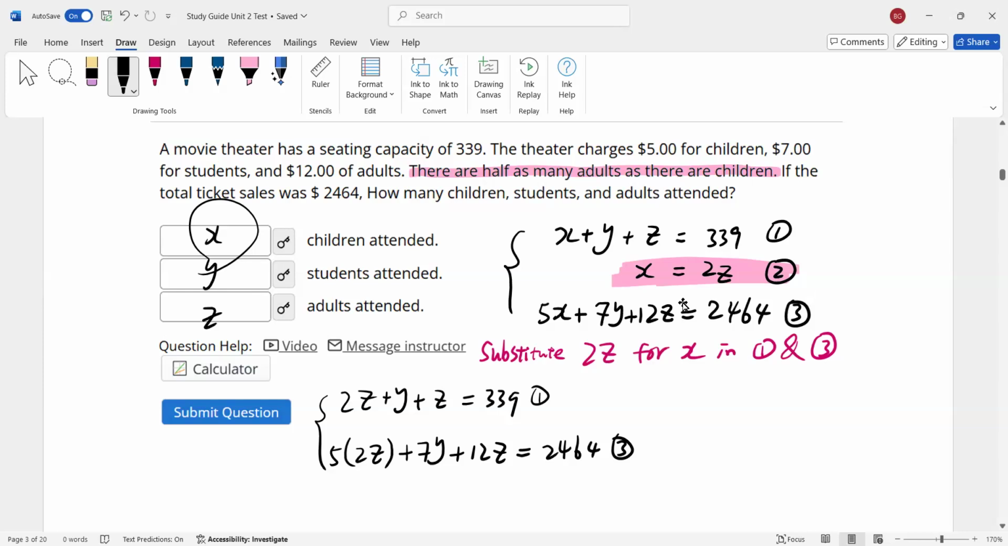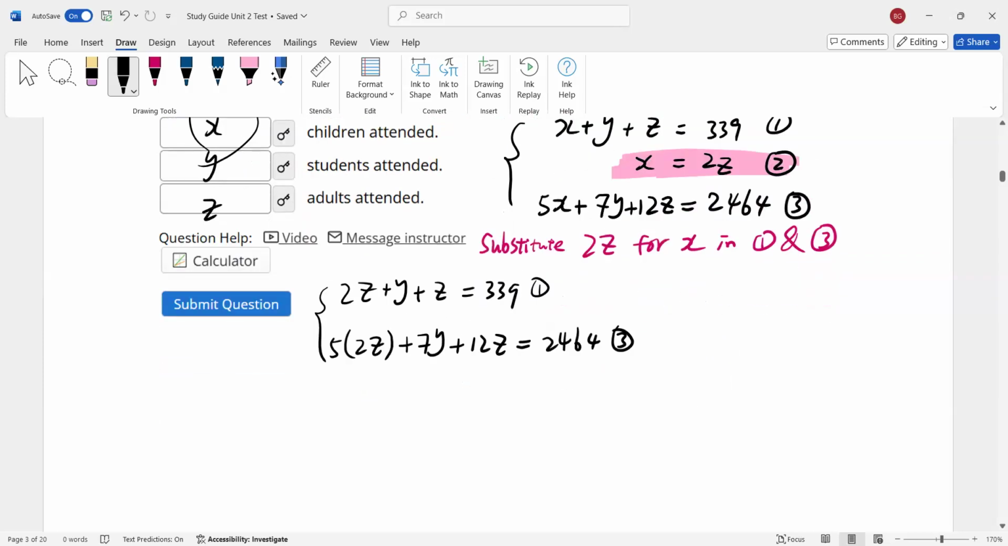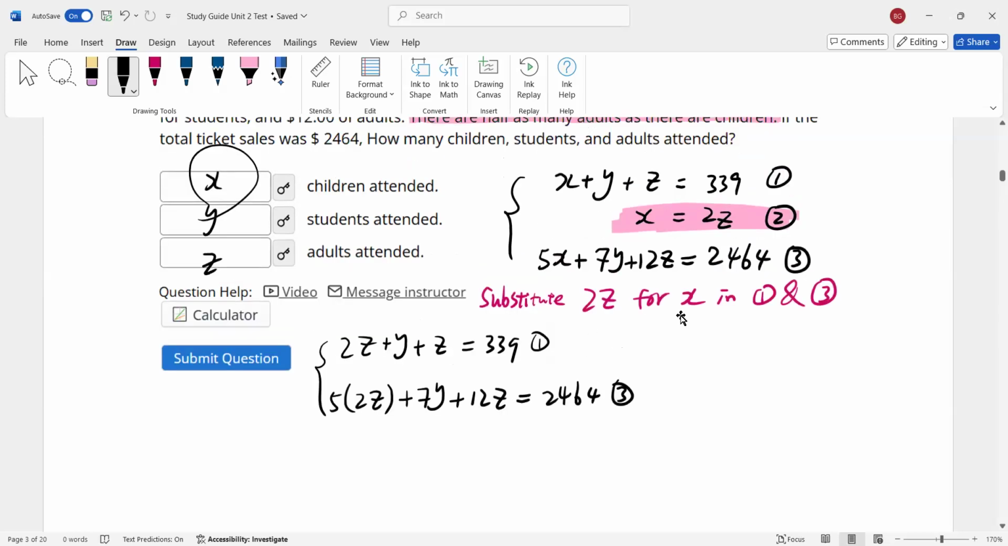So in equation 2, variable x already is in terms of z. So we can just substitute 2z for x. And that's how we eliminate the x in the system. So we're going to plug in x equals 2z in both equation 1 and equation 3. Equation 1 is x plus y plus z equals 339, right? And instead of writing x, you use 2z to replace x. And you don't have x anymore.